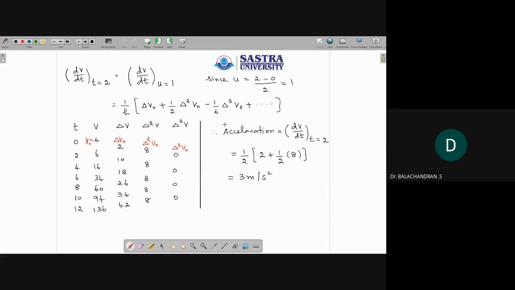Now acceleration is equal to dv by dt at t equal to 2, with h equal to 2. So 1 by 2 into delta v naught, which is 2, plus 1 by 2 into delta square v naught, which is 8, plus minus 1 by 6 delta cube v naught, that is 0. Simplify and get the answer. Okay, the answer is 3 meter per second square. So this is the final answer.